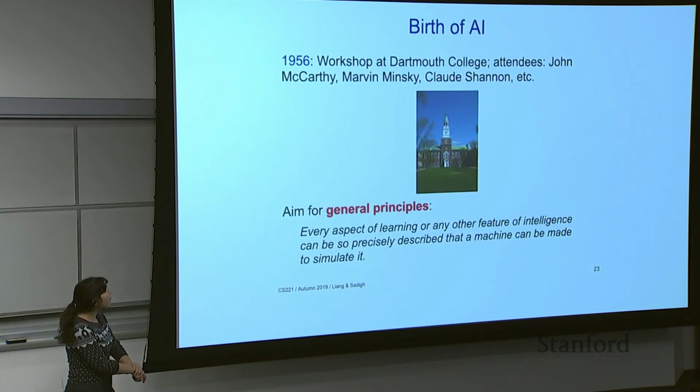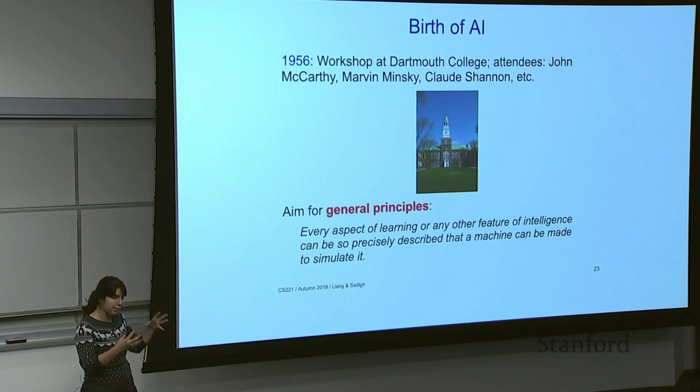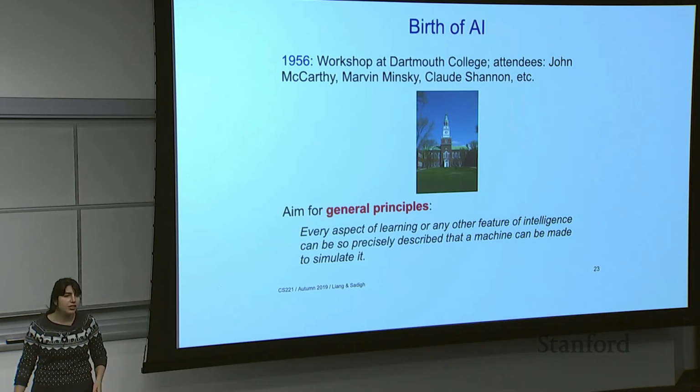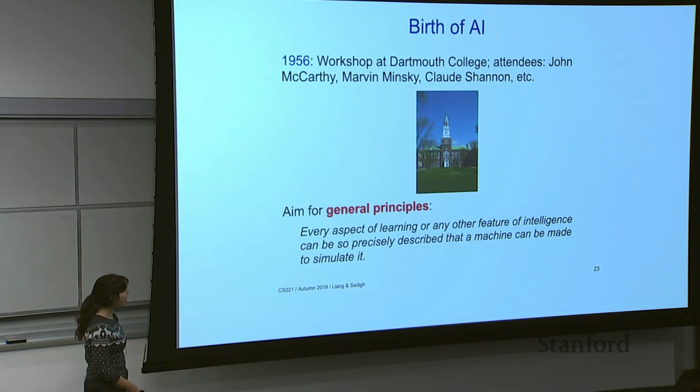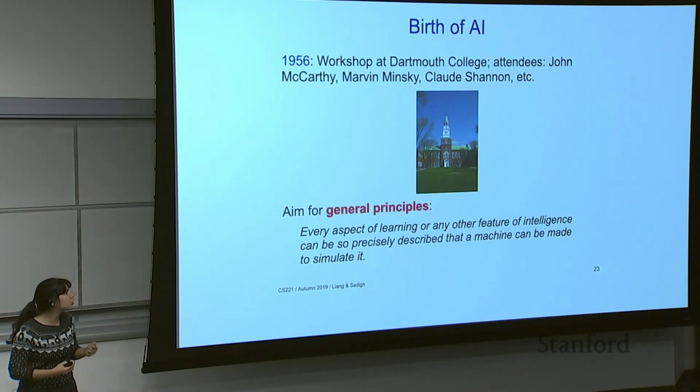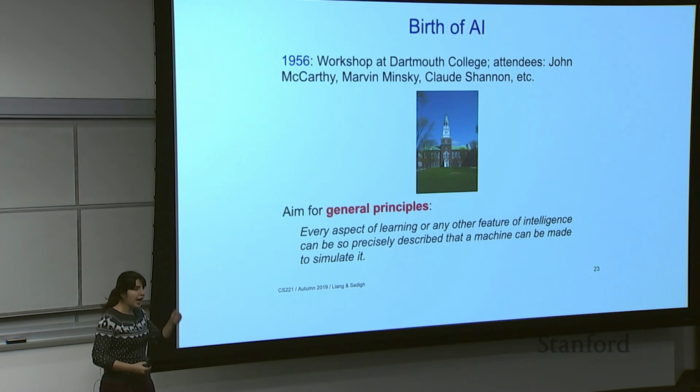All right, so the birth of AI. We talked about this during the overview lecture, the first lecture, where we asked how AI happened. People refer to the birth of AI as a workshop that happened in 1956. This was a summer school at Dartmouth, and basically everyone famous in the field showed up, including people like John McCarthy, Marvin Minsky, and Claude Shannon. The reason for this summer school was to understand the general principles of intelligence.